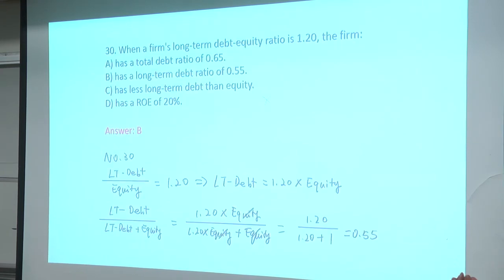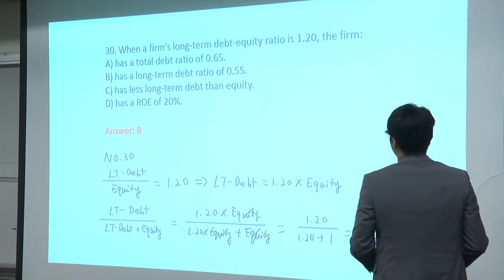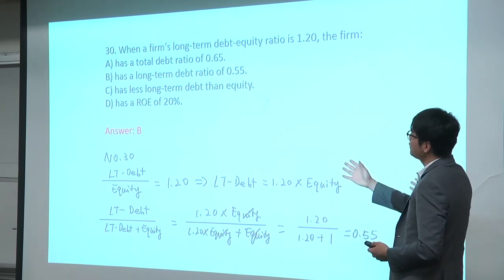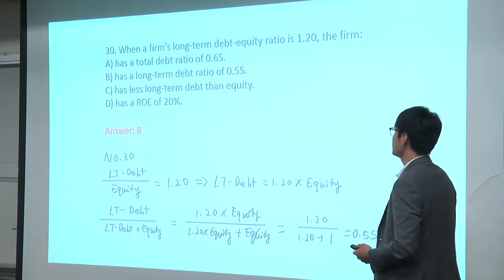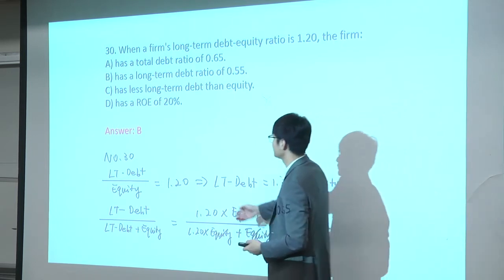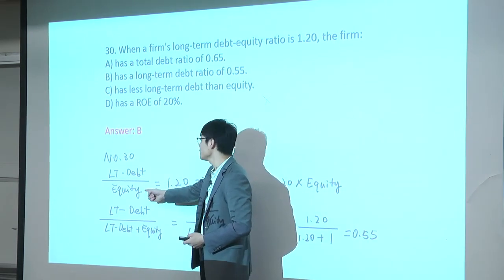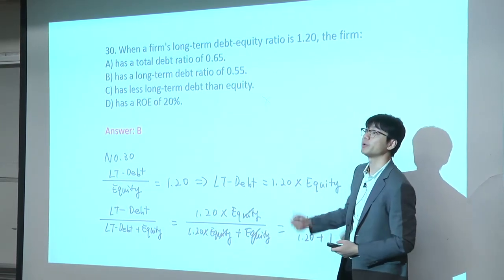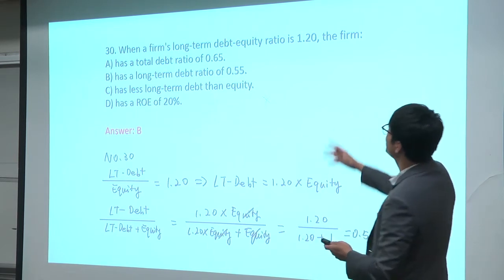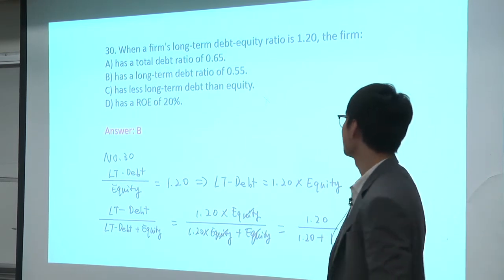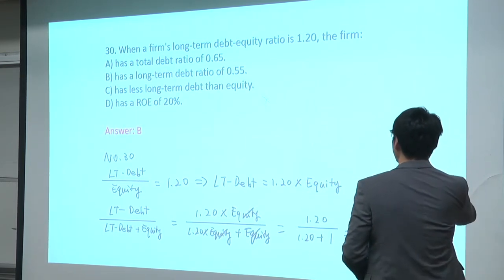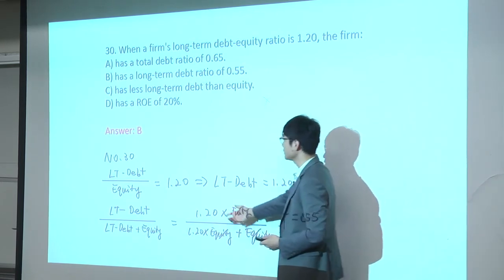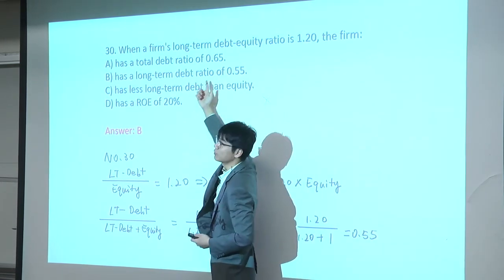Okay, the firm's long-term debt equity ratio is 1.2. So the information given is that the long-term debt equity ratio is 1.2, which is what? Long-term debt divided by equity is 1.2. So long-term debt is 1.2 times equity. So all we have to do is check the answers. I checked the right answer B, which is what? Long-term debt ratio. What is long-term debt ratio?